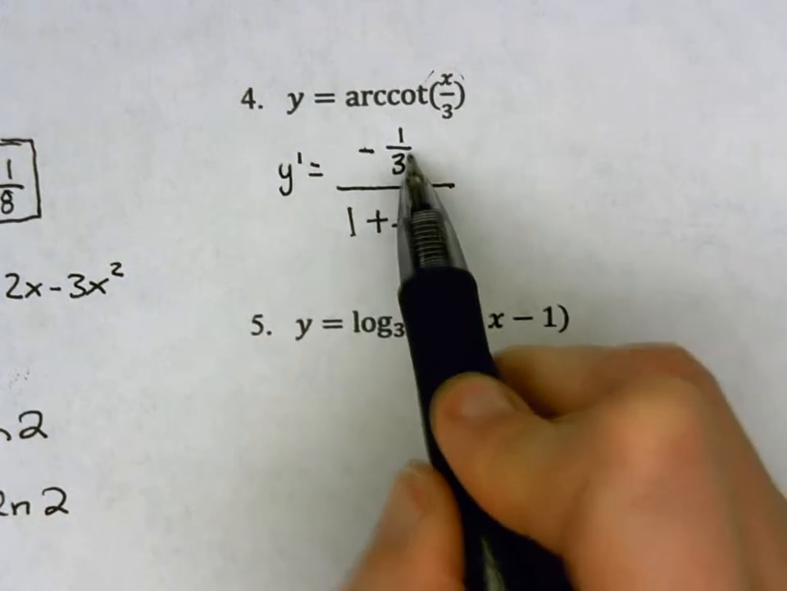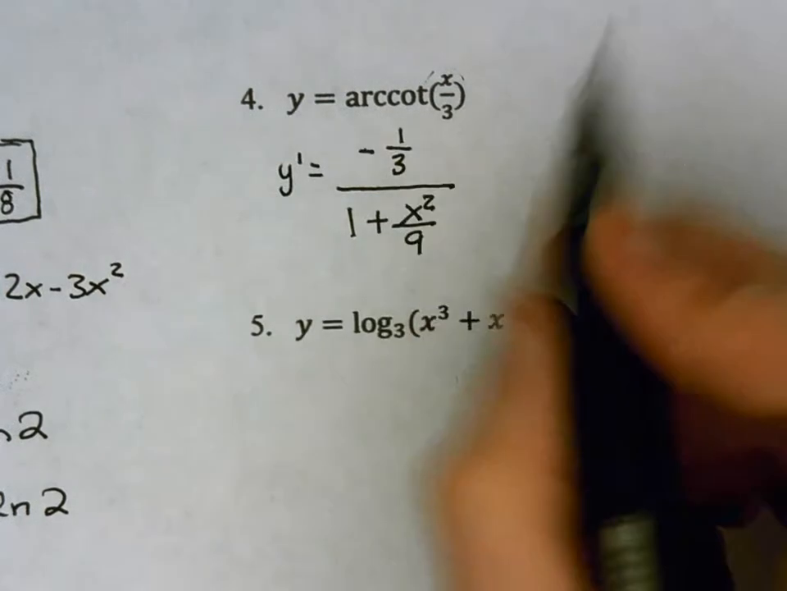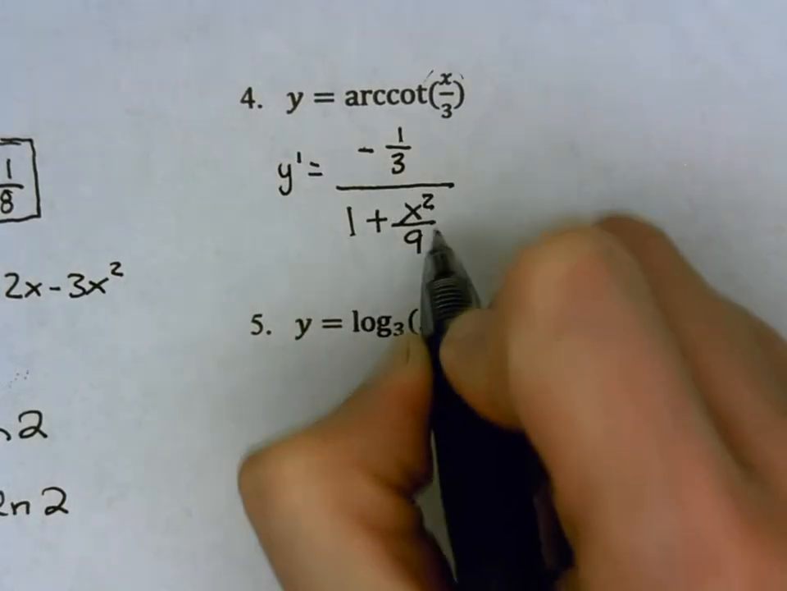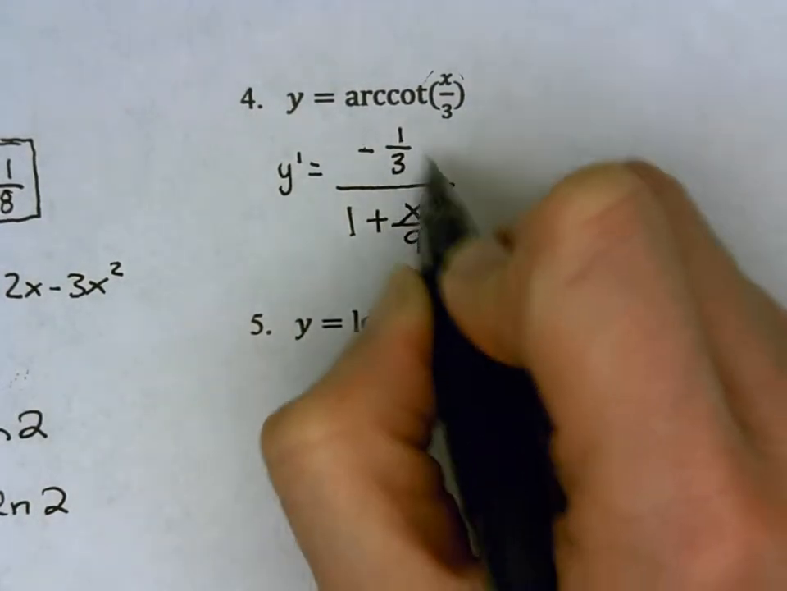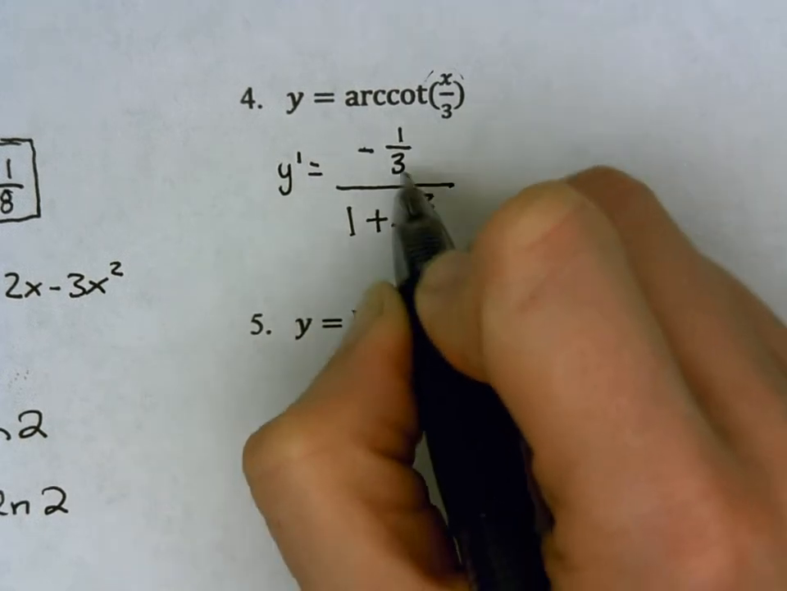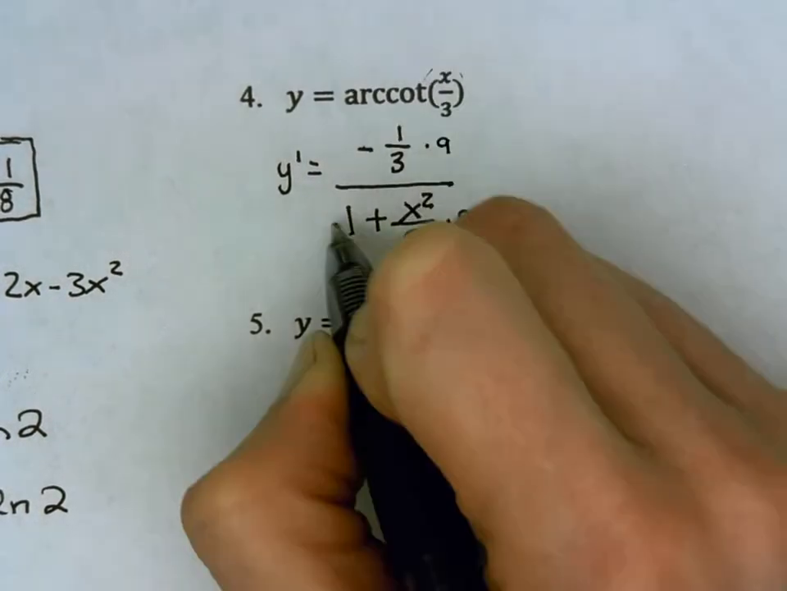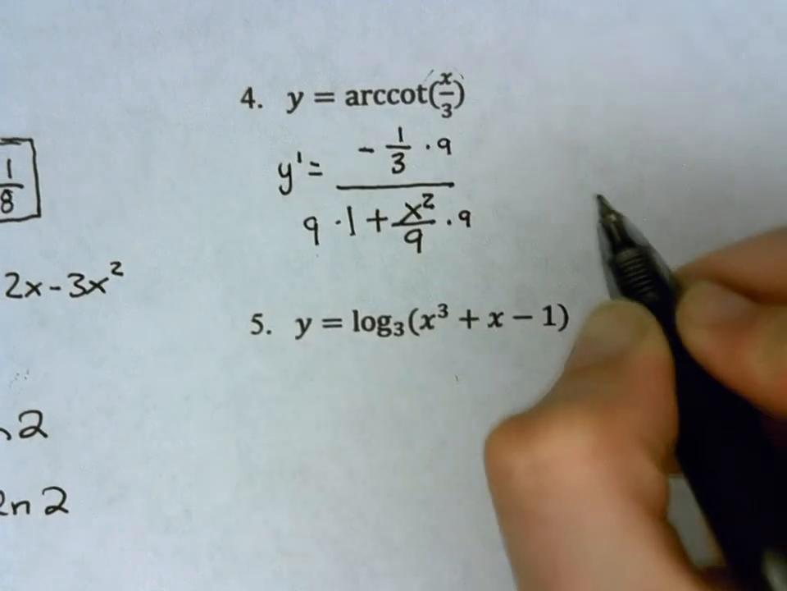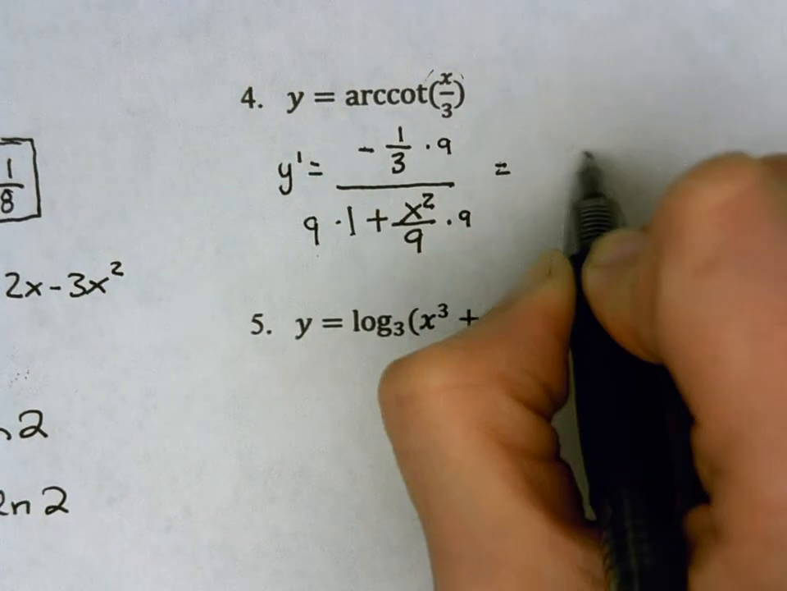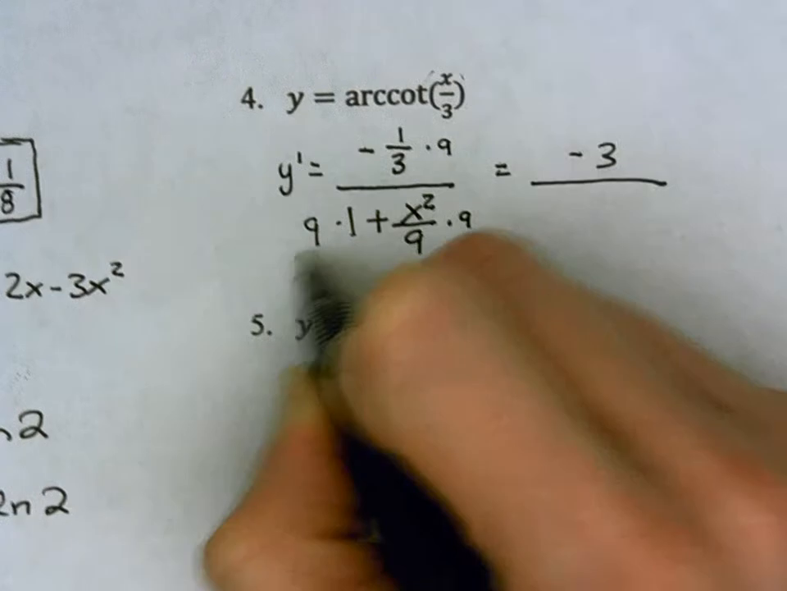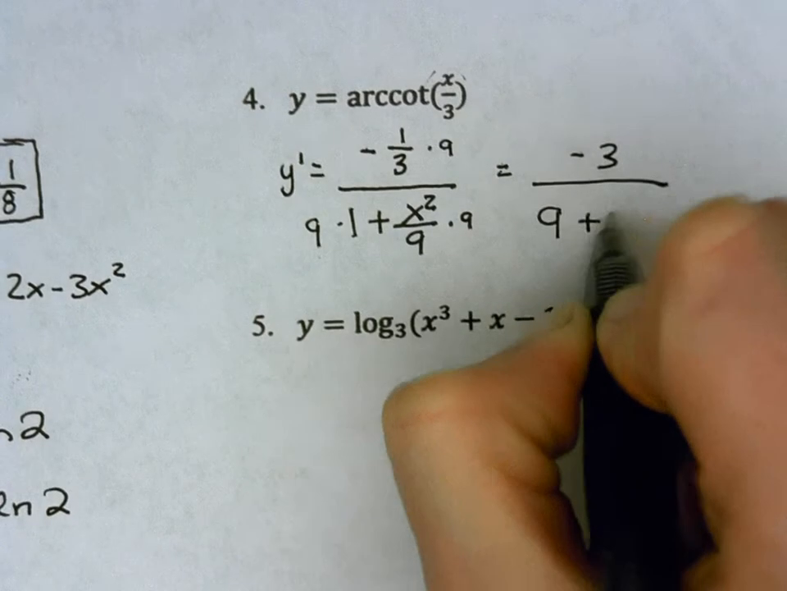And then right here we have a couple of extra denominators, complex fractions, so we're going to get rid of that by multiplying each of these 3 terms by the greatest common denominator, which in this particular problem is that 9. So we're going to go times 9, times 9, times 9. And so we're going to get negative 3 over 9 plus x squared.